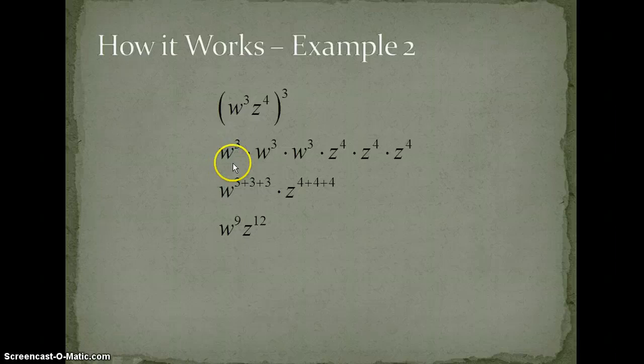If you remember back to yesterday's lesson, when you're multiplying bases that are the same, you add the exponents. So here I did W to the 3rd plus 3 plus 3, Z to the 4th plus 3 plus 3. I'm sorry, plus 4 plus 4. So when you add these 3's, you get 9. When you add these 4's, you get 12.